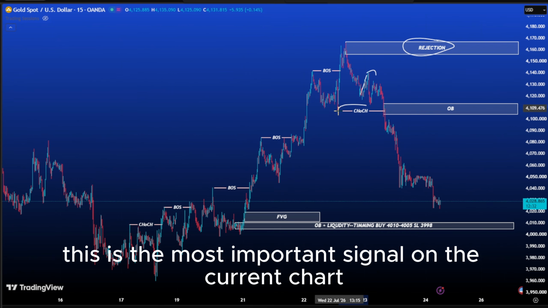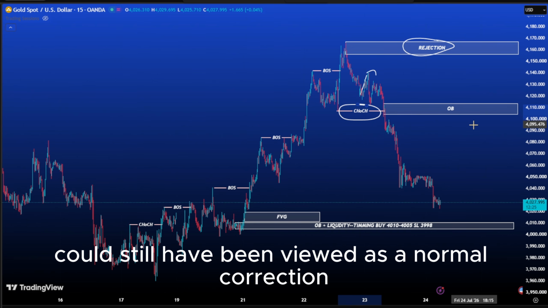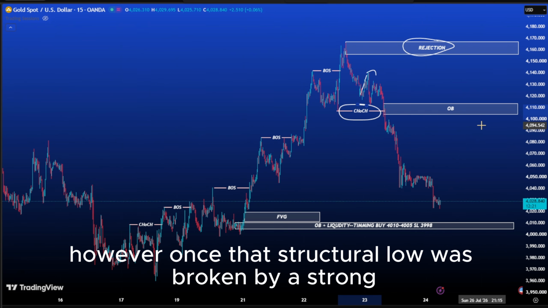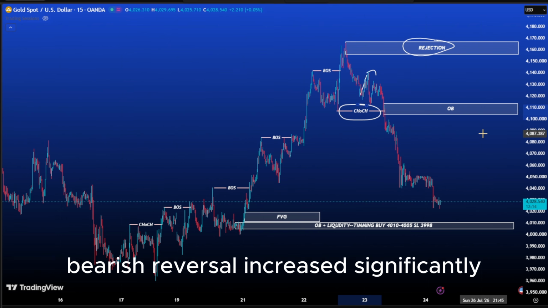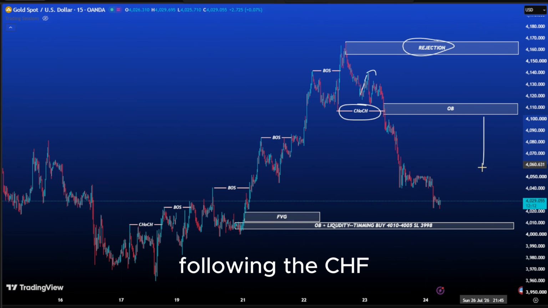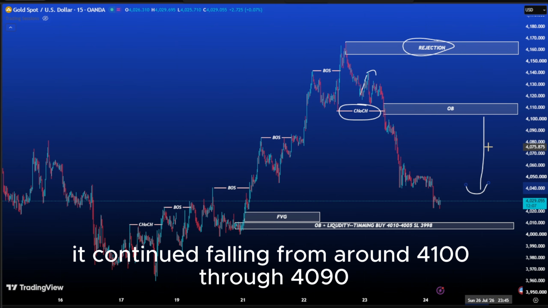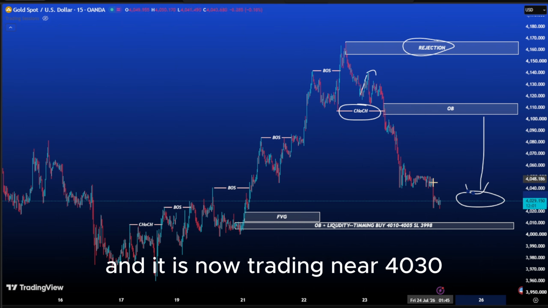This is the most important signal on the current chart. Before the 4,105 level was broken, the decline could still have been viewed as a normal correction within the broader bullish trend. However, once that structural low was broken by a strong bearish candle, the probability of a short-term bearish reversal increased significantly. Following the CHoCH, price barely produced a meaningful pullback. It continued falling from around 4,100 through 4,990 and 4,860, and it is now trading near 4,000.